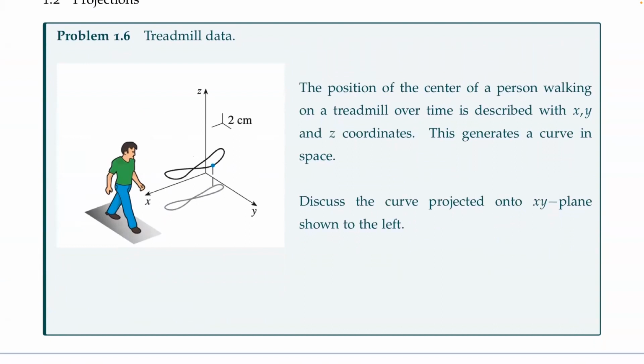So here we've got a person who's walking on a treadmill, and if we think about their center, it could be, say, their center of mass. As they walk, that center of mass is going to move around. And this trajectory here, this closed loop, is saying, how is that center of mass moving on average as this person walks on this treadmill? It's going to move left and right a bit, up and down a bit, and back and forth a bit.